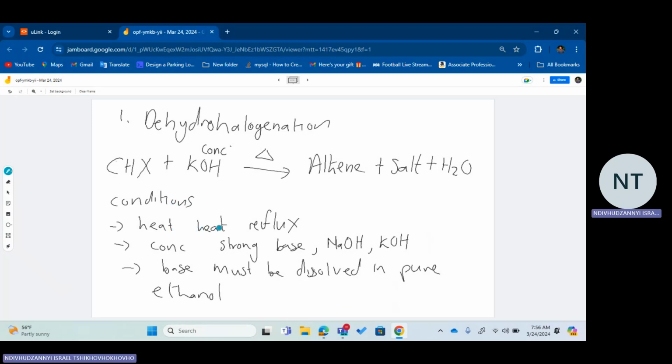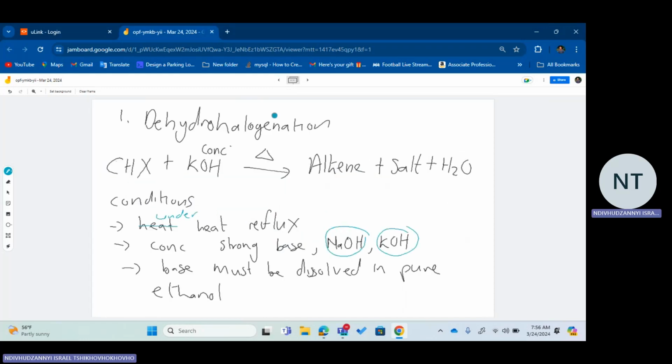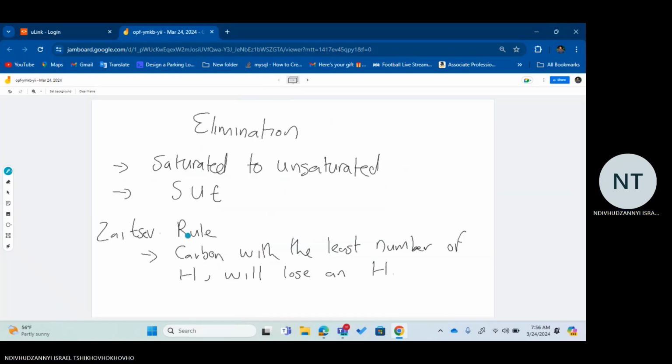There has to be a heat reflux. It should be under a heat reflux. We should use a concentrated strong base, which I listed examples of a few. And the base must be dissolved in pure ethanol. Then the rule that we use is called Zaitsev rule. So a carbon with the least number of H will lose an H.